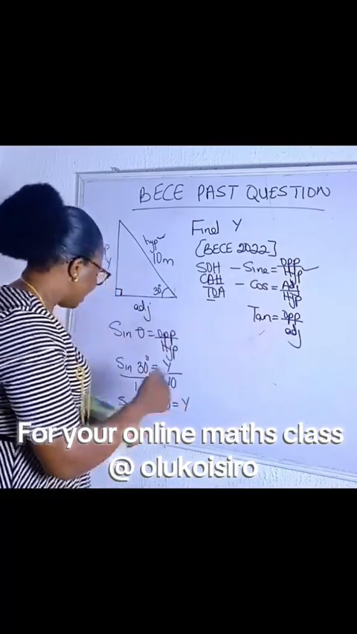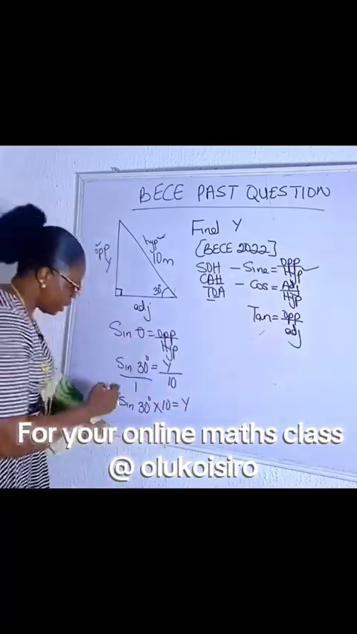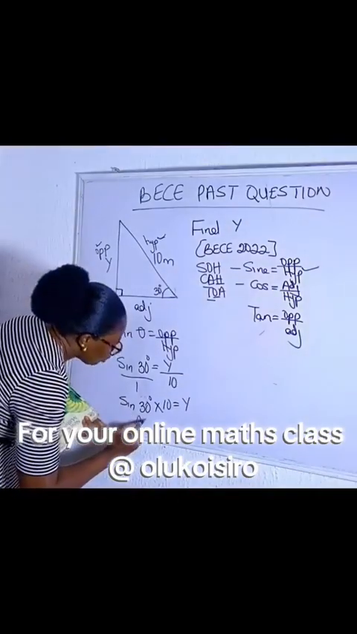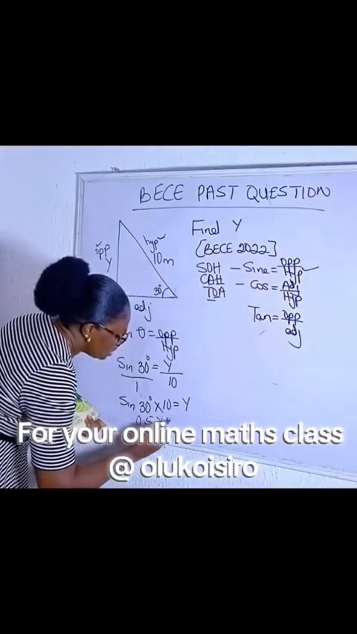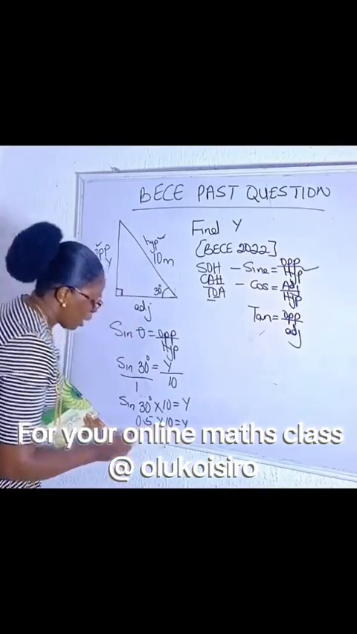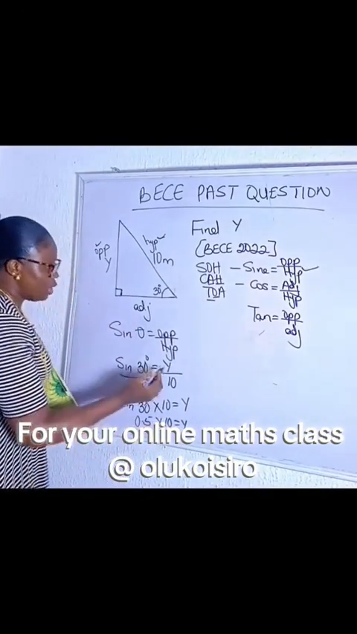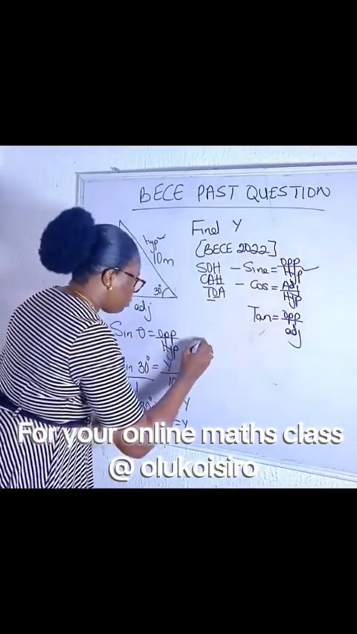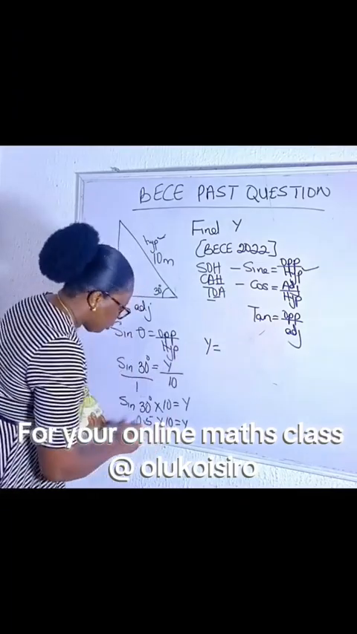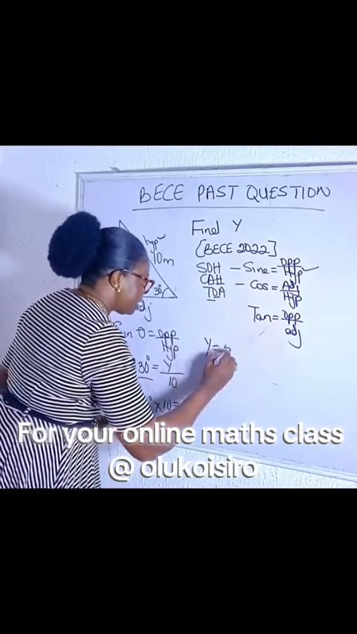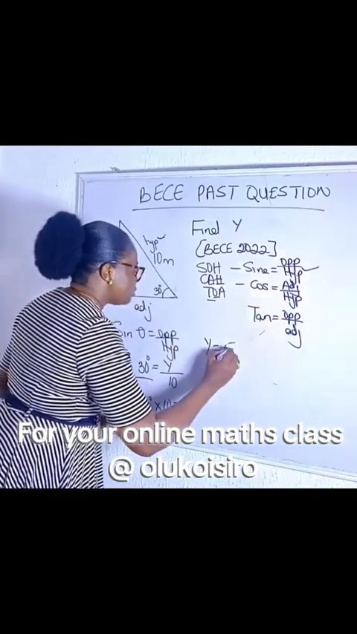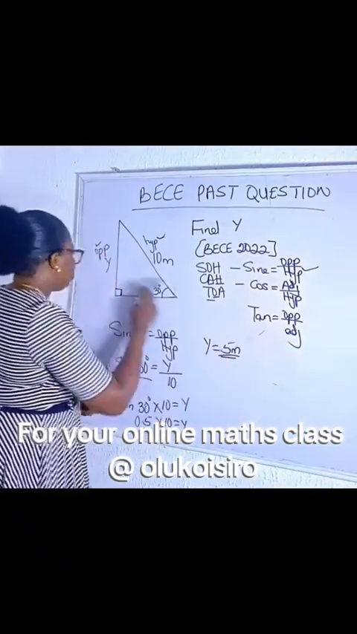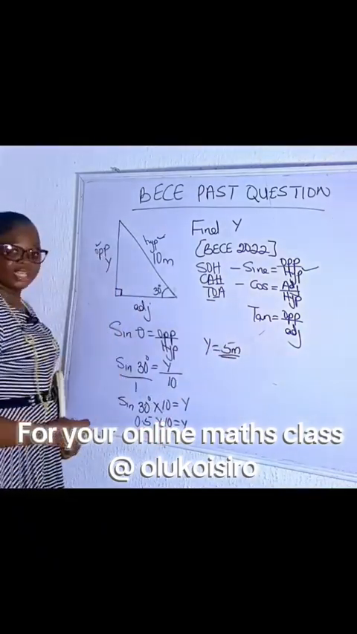So instead of writing sine 30, I will substitute the value, which is 0.5. So I'm going to have 0.5 times 10 equals y. So 0.5 times 10 will give me what? So my y equals 0.5 times 10, that is 5. That is 5 meters. So the y that I'm looking for here is 5 meters.